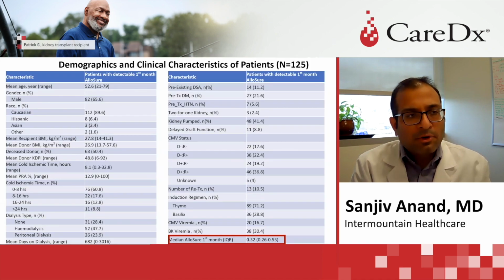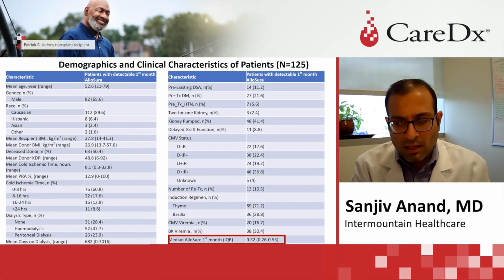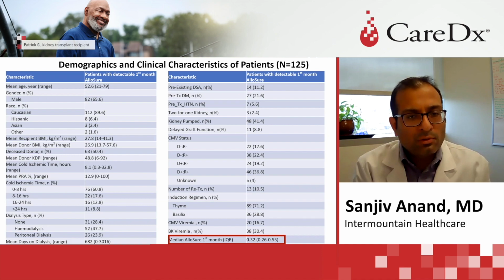This table summarizes the demographics and clinical characteristics of patients. As you can see, there were 125 patients, and the mean age of the patients was 52.6 years. 82% of patients were male, and we had an even split between deceased donor and living donor kidney transplant. And I wanted to point out the median cell-free DNA at 1 month was 0.32.